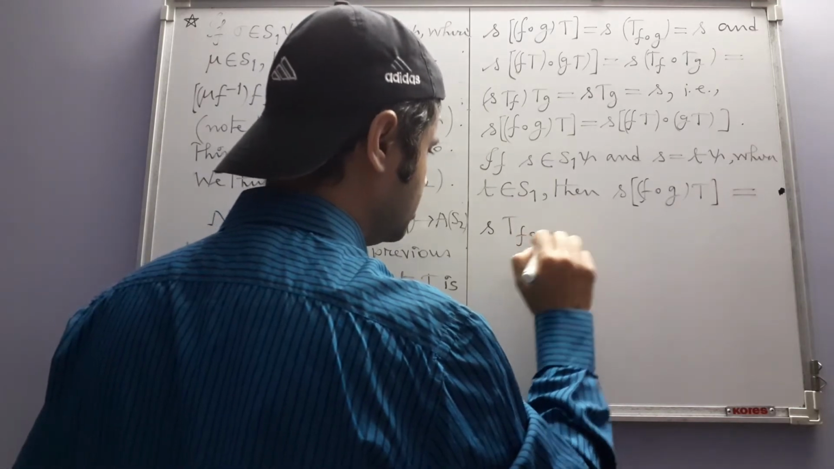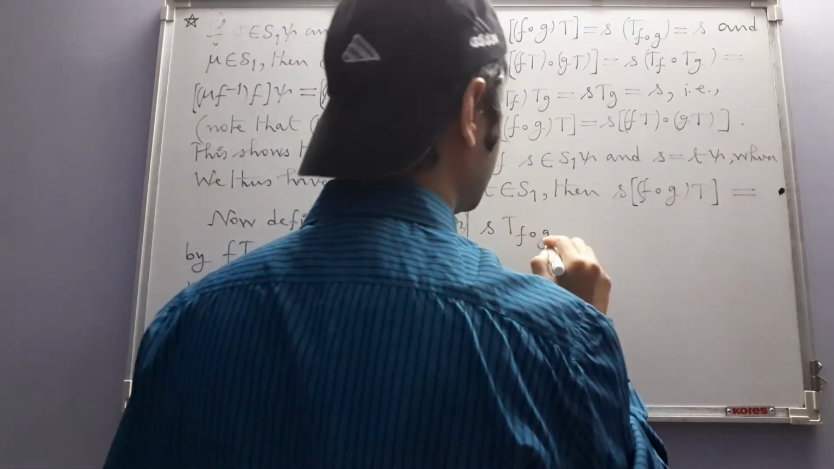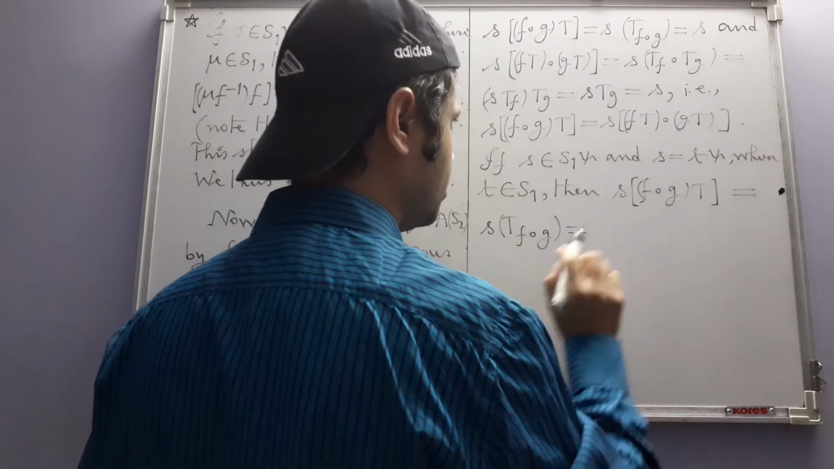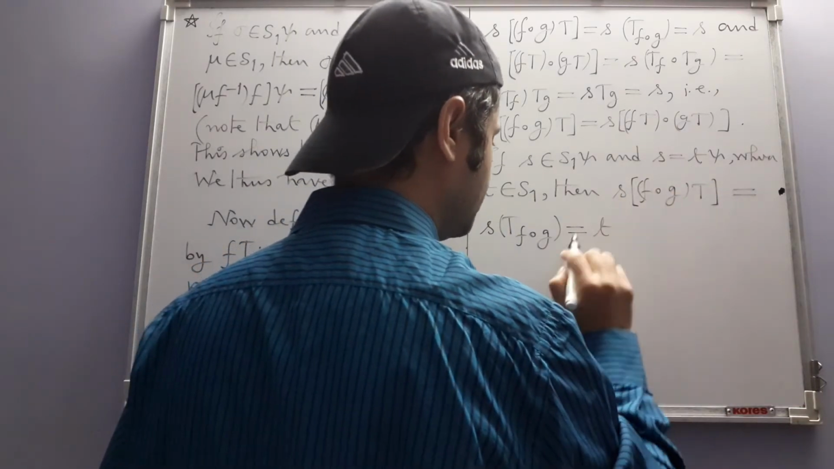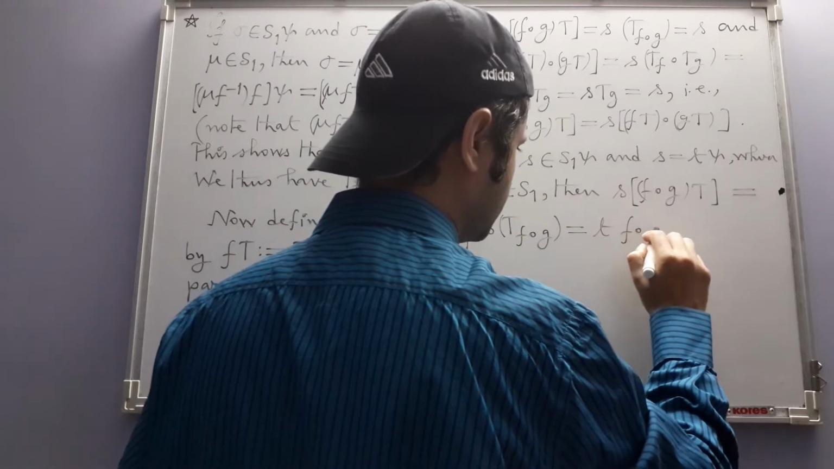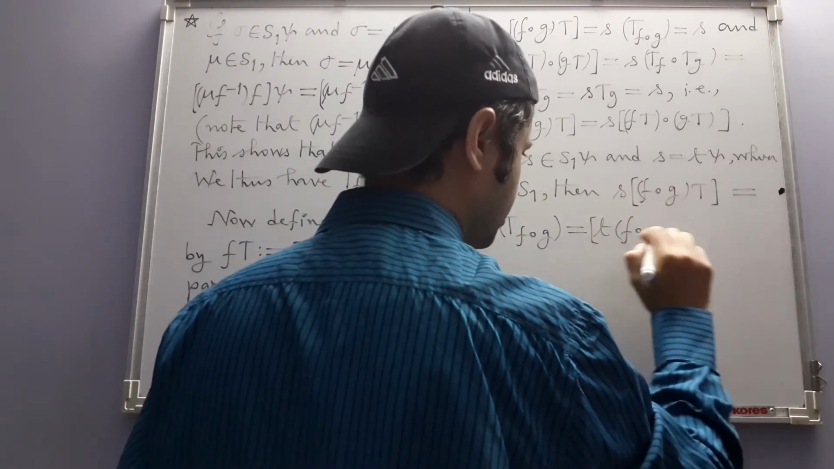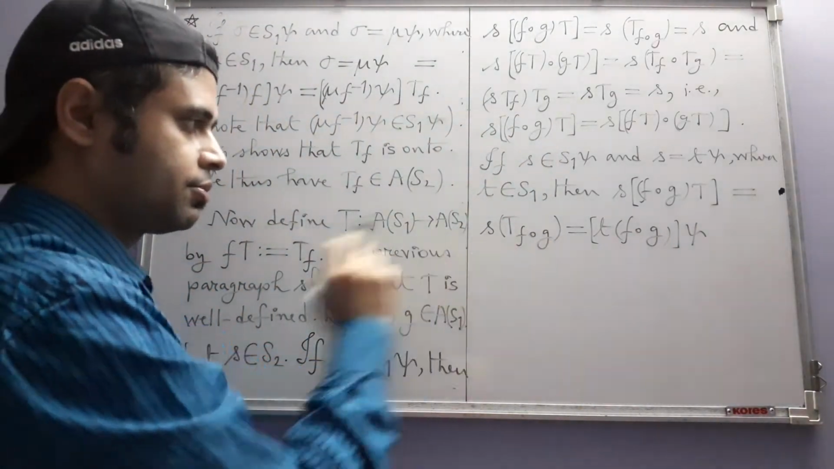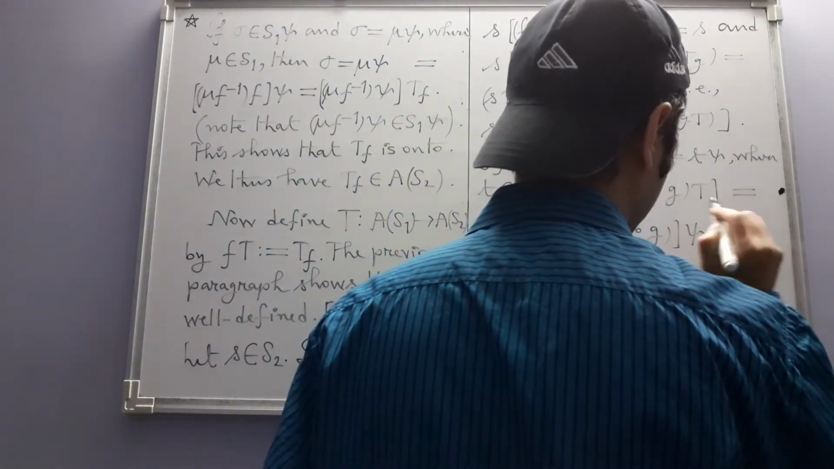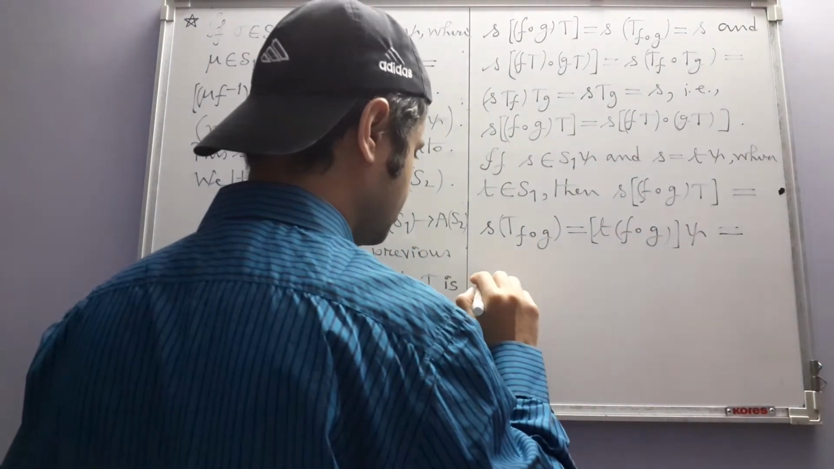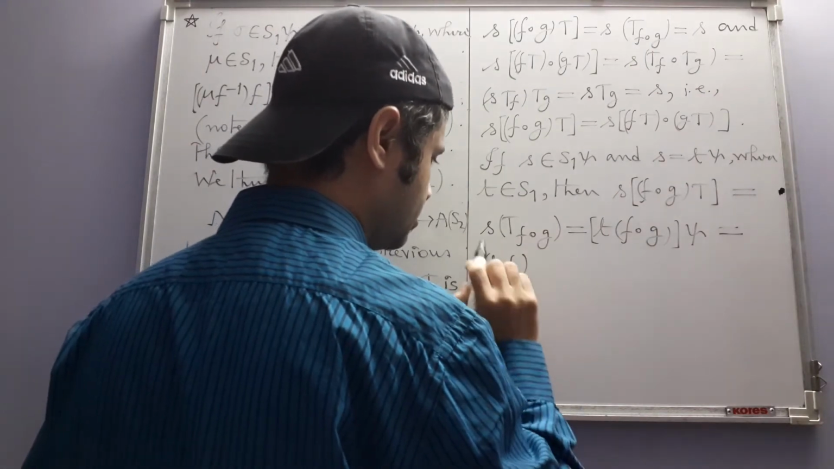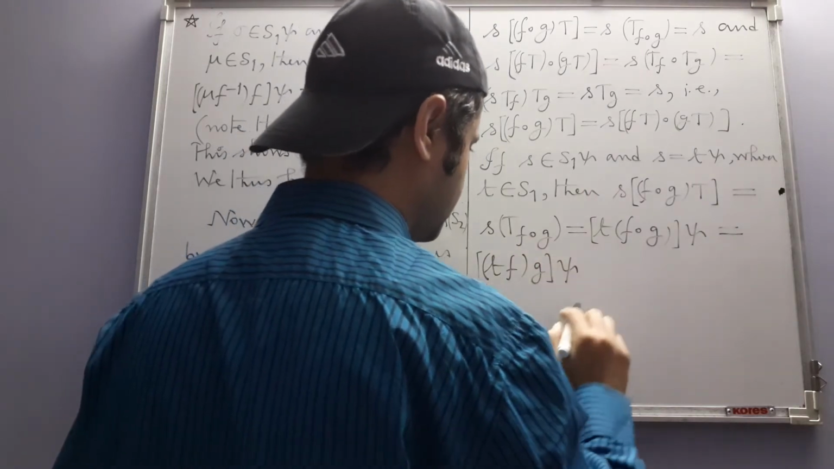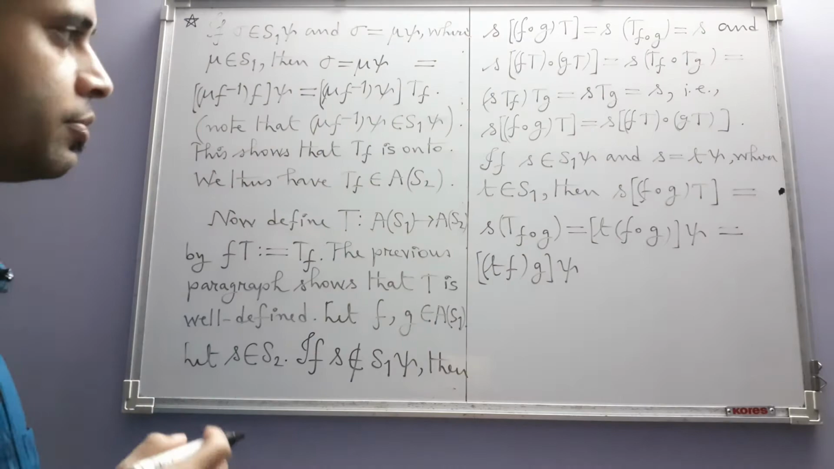Tf composition G, so that is equal to, okay, now first of all on this T we will apply F composition G, and on that we will apply psi. That's how we define Tf composition G. So this means Tf G and psi. It's just this.